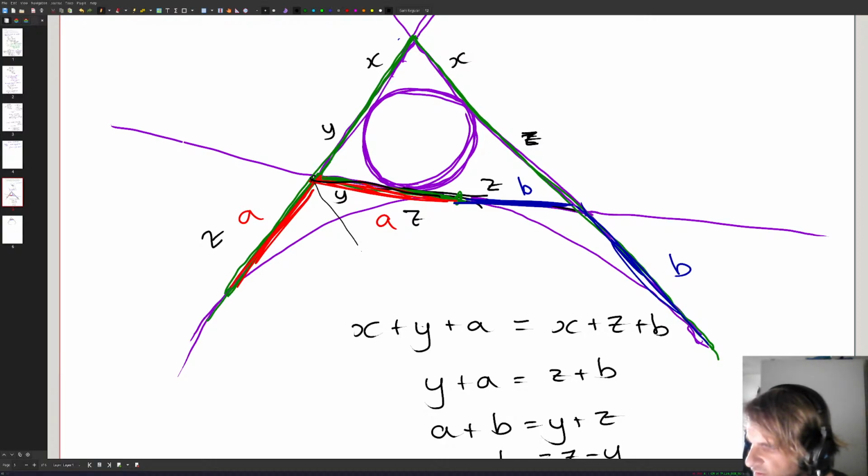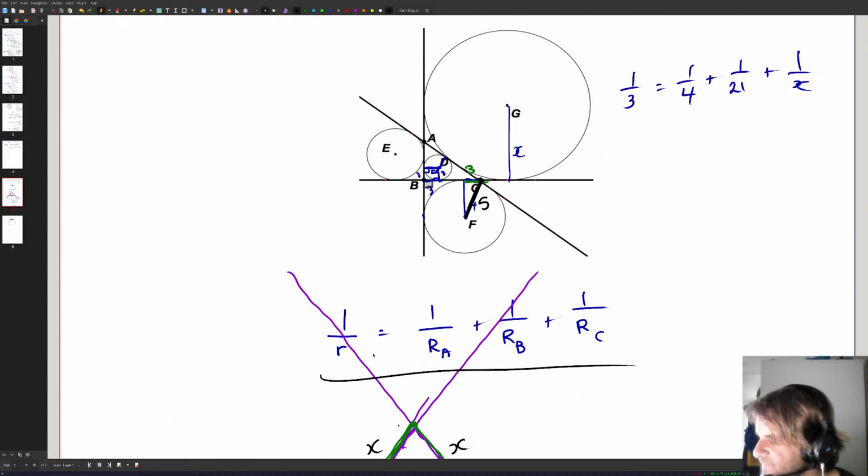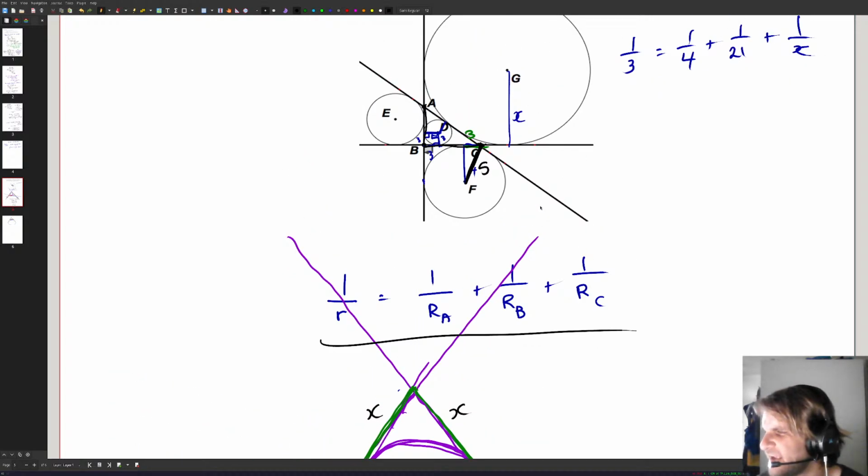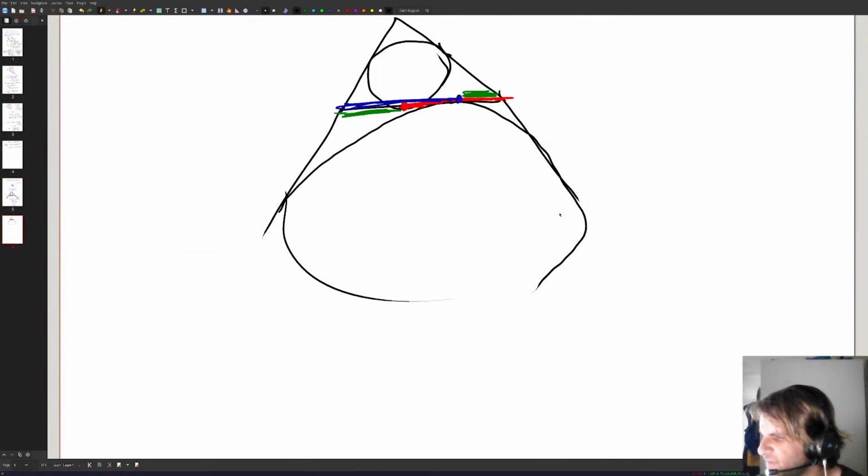It turns out that the area of this triangle is r times the semiperimeter, but that means that 1 over r is going to be x plus y plus z divided by the area of this triangle, and I don't see how that's going to turn into something nice. But I swear that this formula just came from manipulating areas of triangles in this figure. I just can't remember which ones.